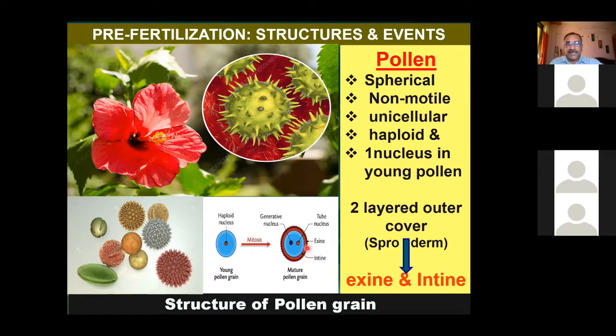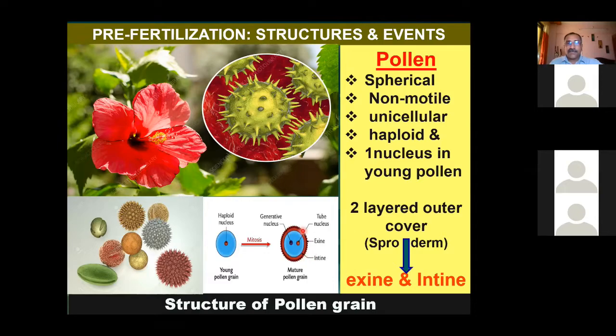Now look here, you will see one outer layer. In this picture, it is spiny in nature. Look at it here. It is spiny in nature. This is called the exine. But inner to this exine, there is an inner layer. That inner layer is very thin in nature. That inner layer doesn't show any kind of spiny structure because that is very smooth.